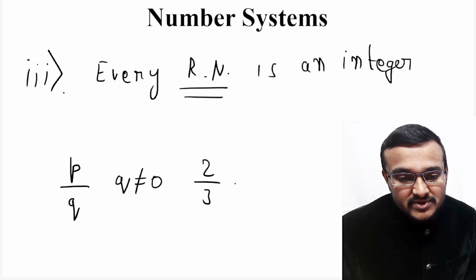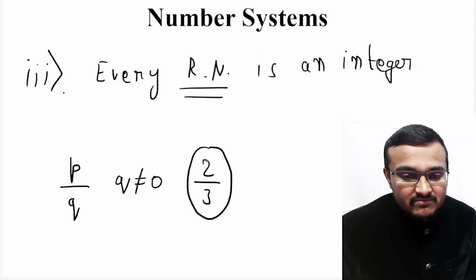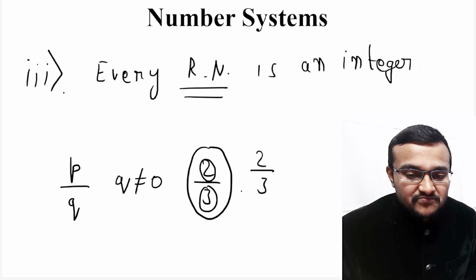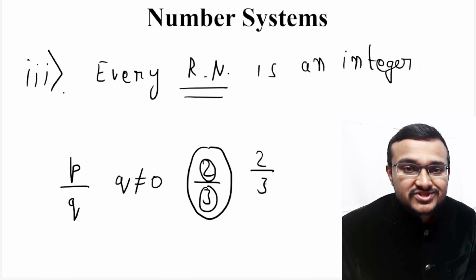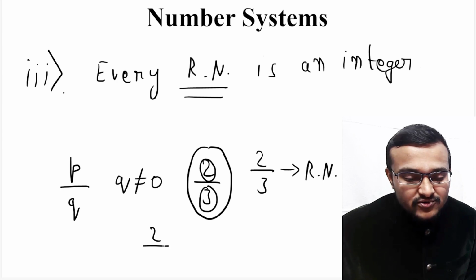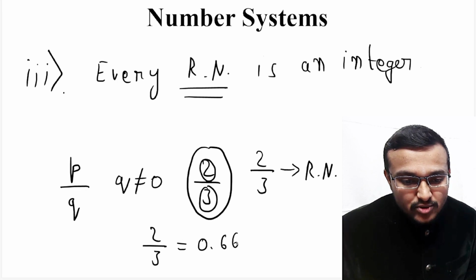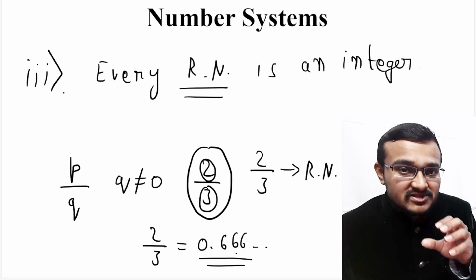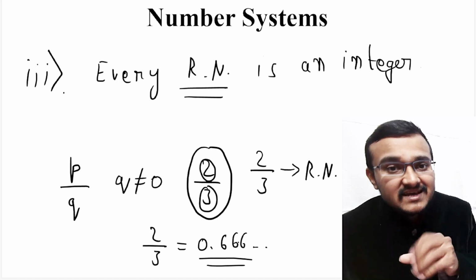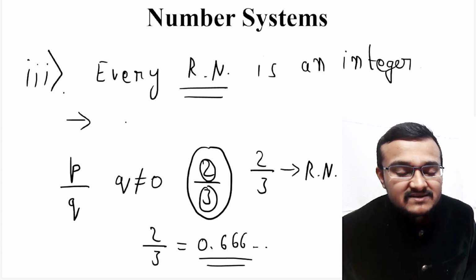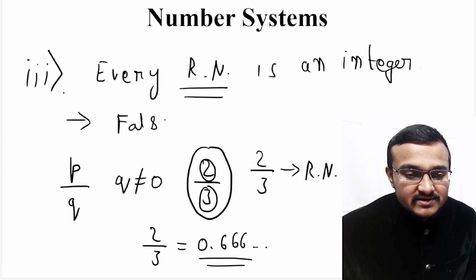So for example 2 by 3 is an example of a rational number, because here 2 is also an integer, 3 is also an integer, and you are expressing this in p by q form, and here q is equal to 3, which is not equal to 0. So 2 by 3 is a rational number, but if you calculate the value of 2 by 3, you will get somewhere around 0.666, and it goes on like this. So that means here you are getting decimals. So that means 0.666 is not included in the set of integers. So that means every rational number cannot be an integer. So the third statement is false.